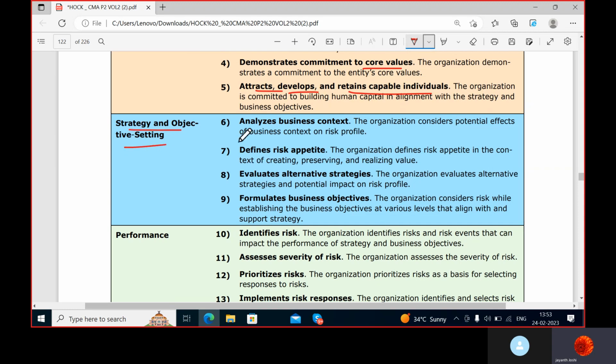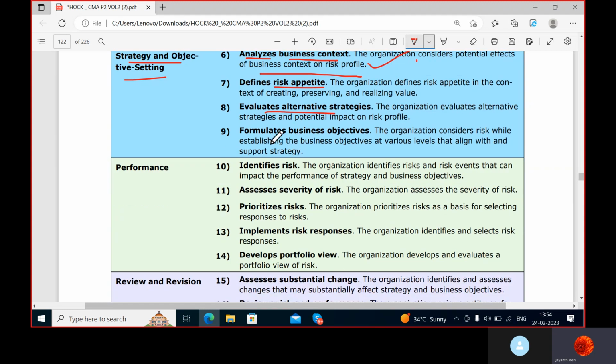Then strategy and objective setting. The strategies are always made by studying the environment of the organization, internal and external. So the organization analyzes the business context and considers potential effects of business context on risk profile. Whatever the business we are doing, based upon that business we make a risk profile. Am I right? Then only we'll know what kind of risk we are exposed to, then what is our appetite, and then what are the strategies we have to implement. If one is not going in our way, then we should have alternatives also.